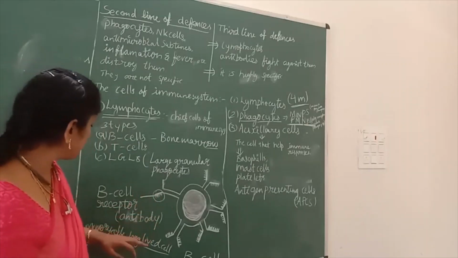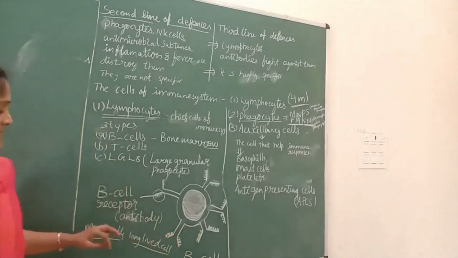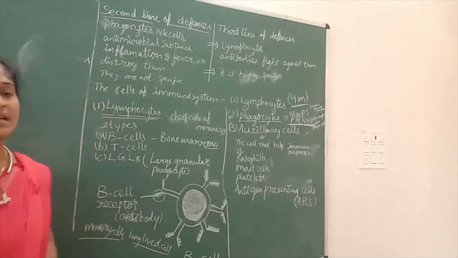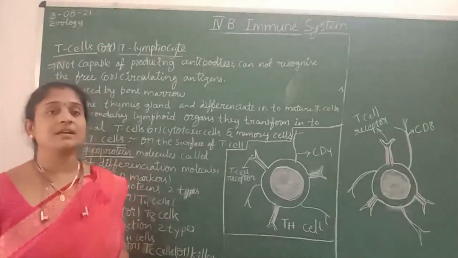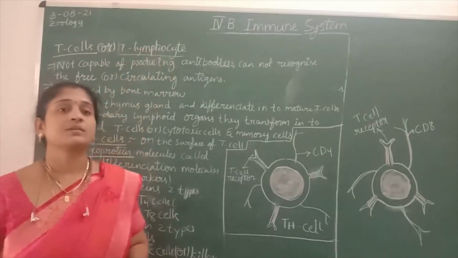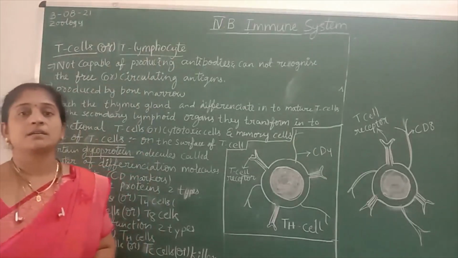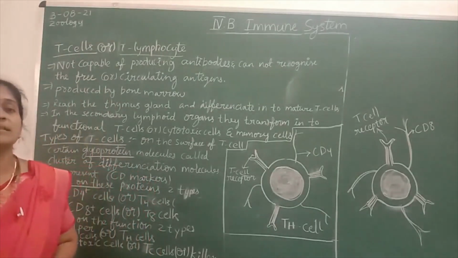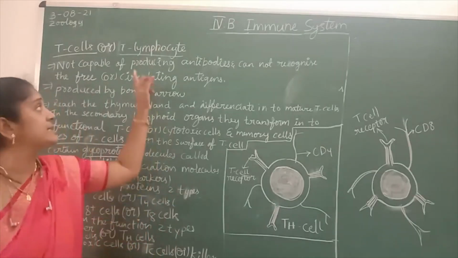In these B cells, we discussed the memory cells. The memory cells are the long-lived cells which are present in our body. So this is about the B lymphocytes. The next cells are the T cells. T cell means T lymphocytes. These T lymphocytes are not capable of producing antibodies and cannot recognize the free or circulating antigens.